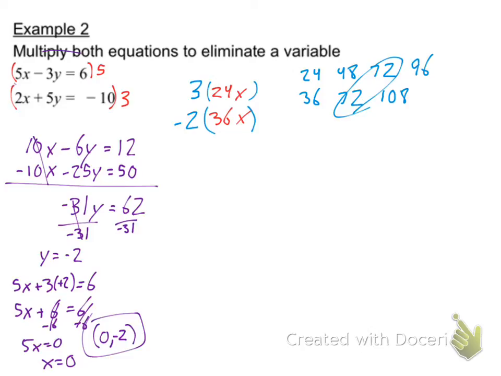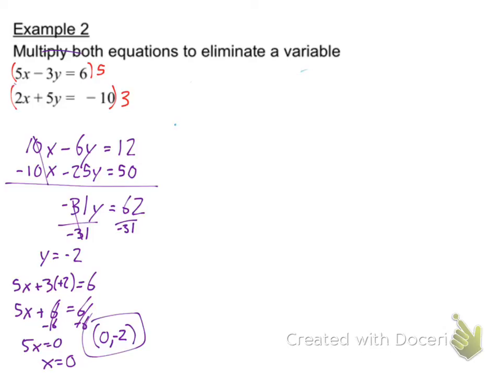So basically, guys, we're not just multiplying by the opposite numbers. We're going to multiply by the LCM, least common multiple. What number do both of our coefficients go into? That's the one we want to go for, okay? Now that that's done, let's go back to our problem.